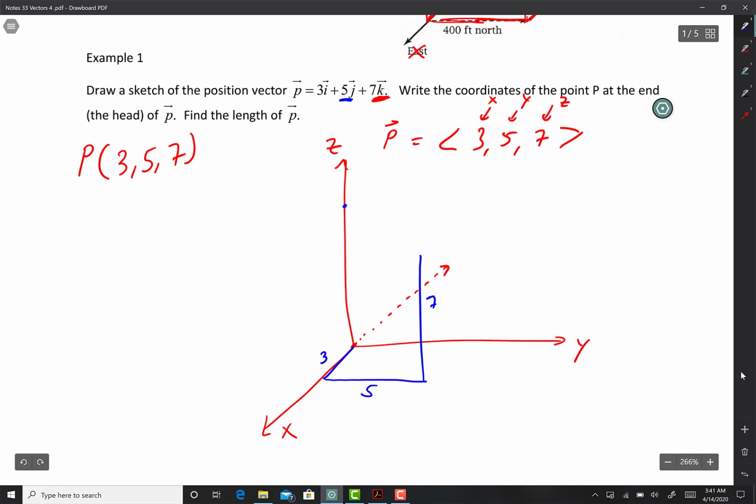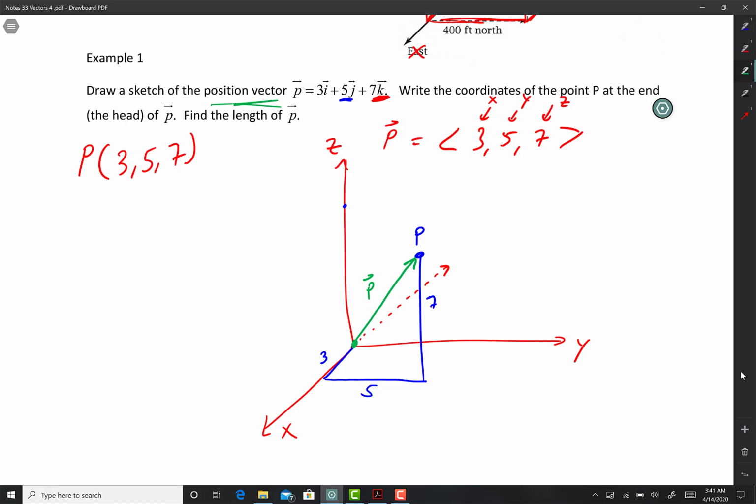So 7's here, but in a three-dimensional space. And here's my point P. And so here's my vector, or my position vector, because it says position vector. So my position vector, boom, P hat. And there it is, guys. 3, 5, 7. No big deal.